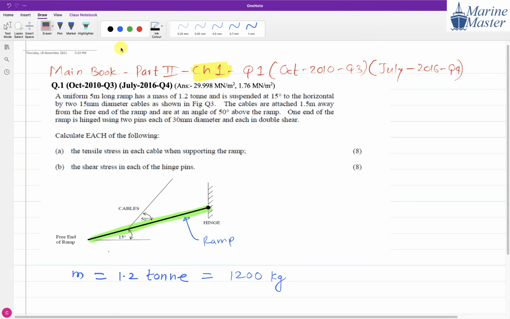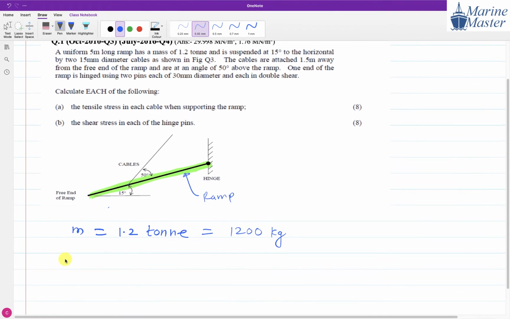So the number of cables is two. Then the diameter of each cable, what have they given us? Diameter of cable is 15 mm. 15 mm means how much in meters? 0.015 meter.